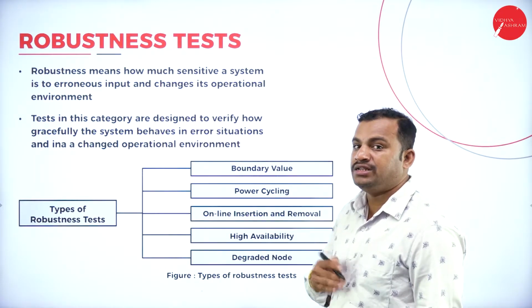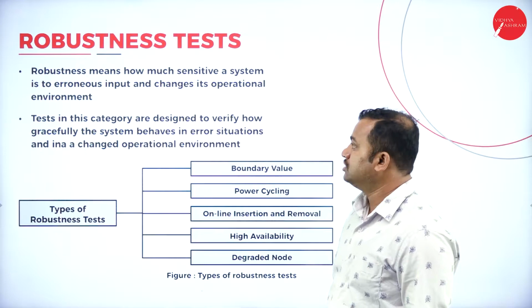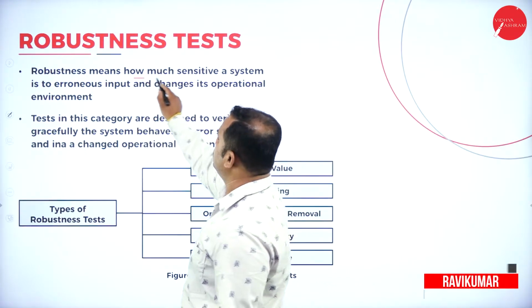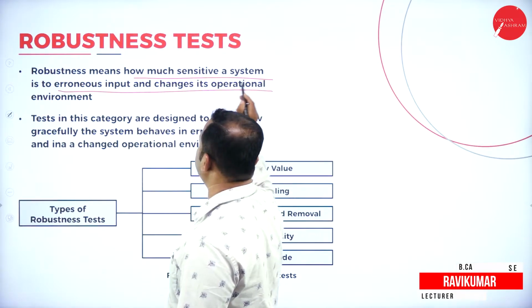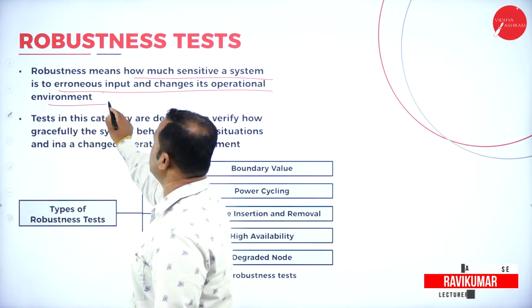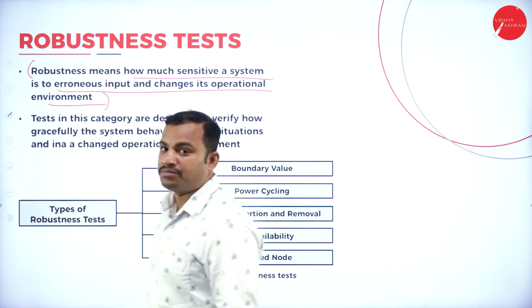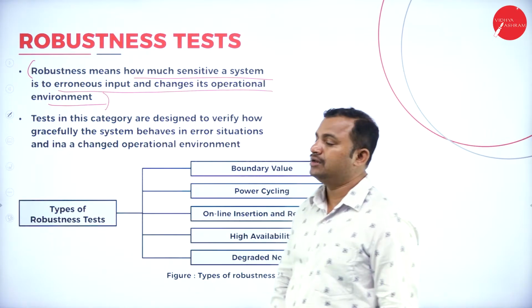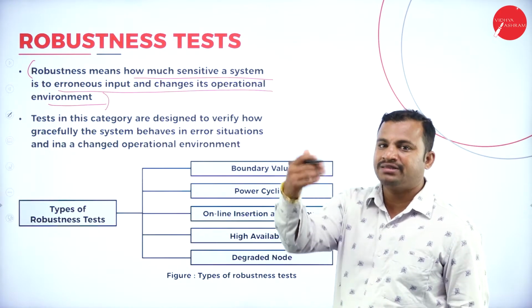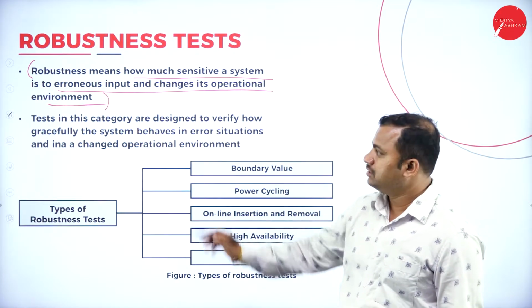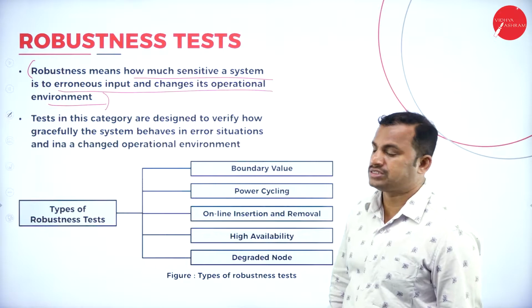As I have already discussed with you in the previous session, suppose there is any erroneous information in the input. In such cases, the system has to bring to the user's attention that this is a mistake committed by the user while entering the input into the system. That is called a robustness test.